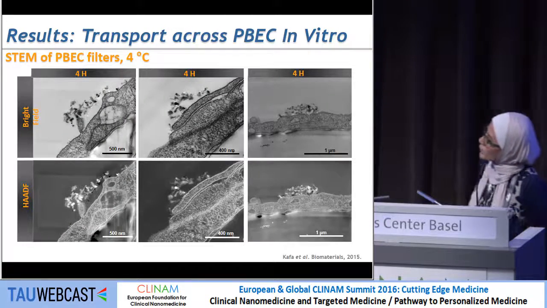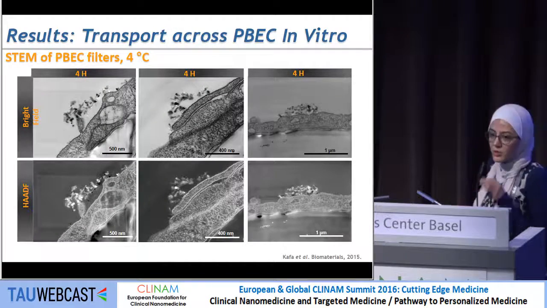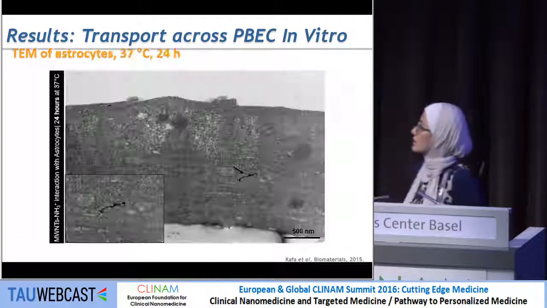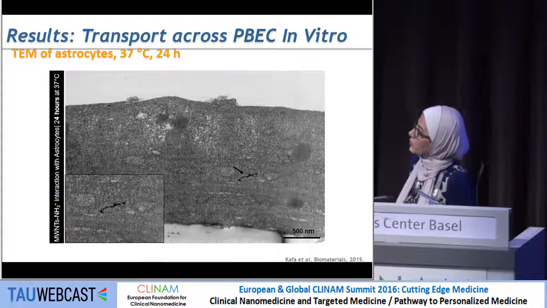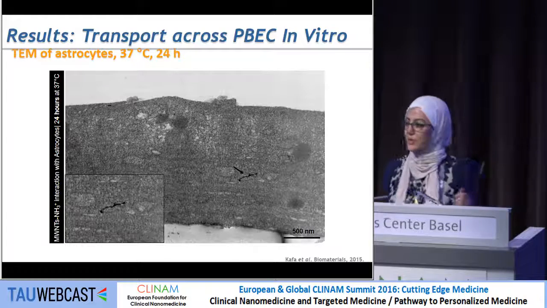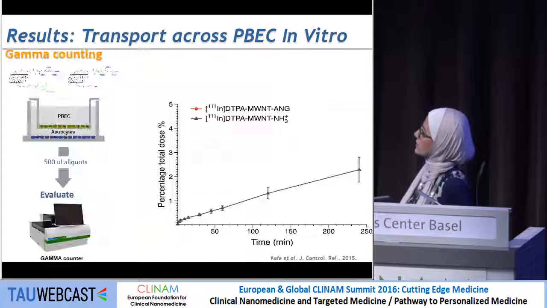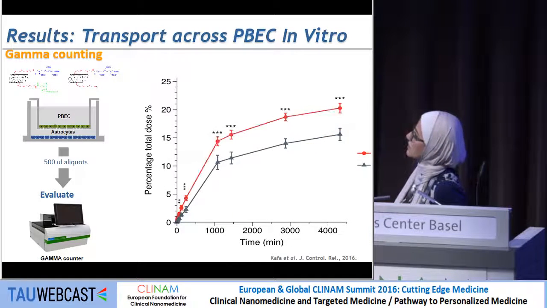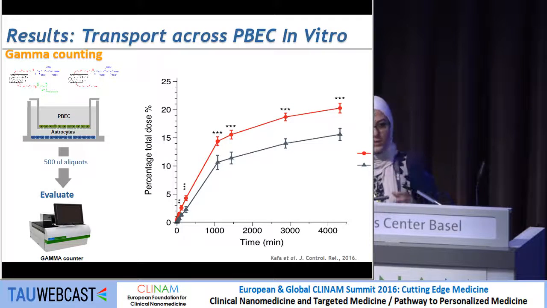At 4 degrees, the process is completely inhibited. There is still association, but something blocks the CNTs from internalizing. And you can also see them in other types of non-endocytic cells, such as the astrocytes. With gamma counting, you can see that angiopep conjugation almost doubles the amount of CNT internalization, and even up to 72 hours, you can see this improvement, which is, I would say, a twofold improvement.